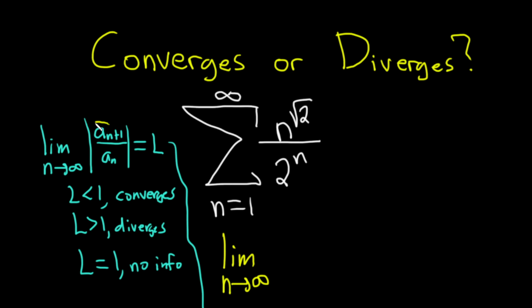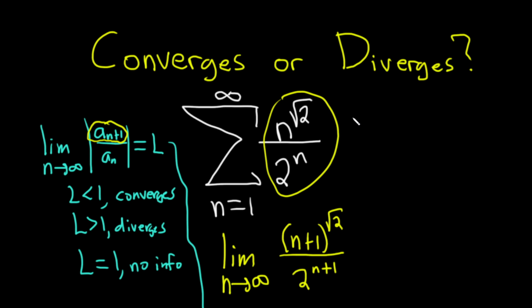So I'm going to start by writing down a sub n plus 1. Basically, I'm going to put an n plus 1 everywhere there's an n. So it's going to look like this: n plus 1 to the square root of 2, and this is going to say 2 to the n plus 1. So the only thing I've written down so far is a sub n plus 1. Then we're dividing it by a sub n. But this whole thing here is a sub n. So if we're dividing by a sub n, we're really multiplying by the reciprocal. So this is times 2 to the n over n to the square root of 2.